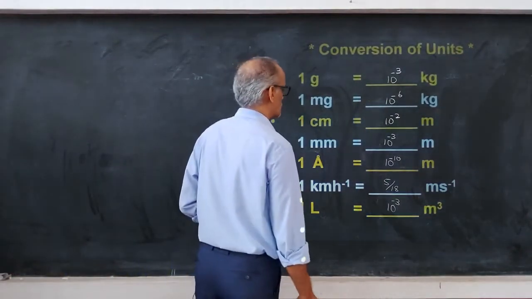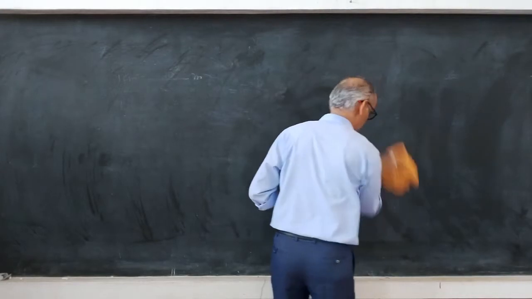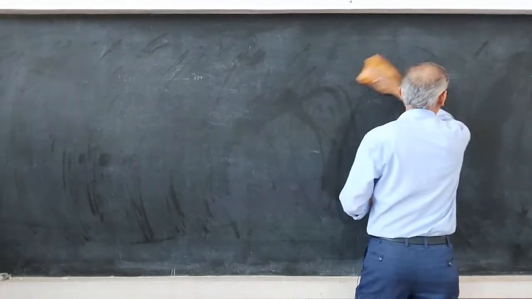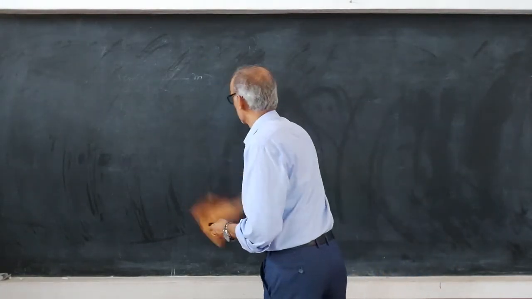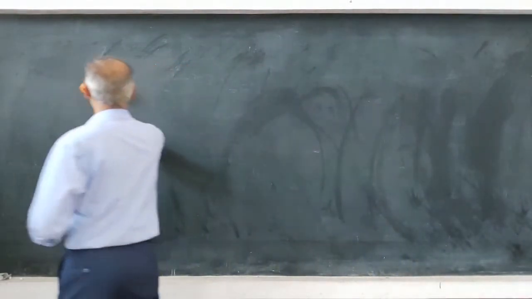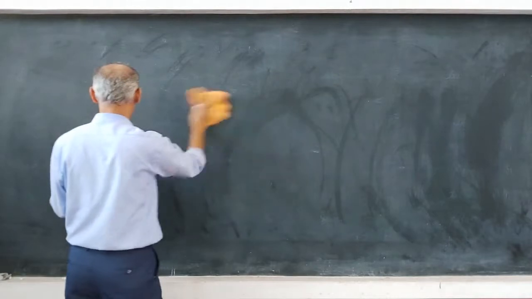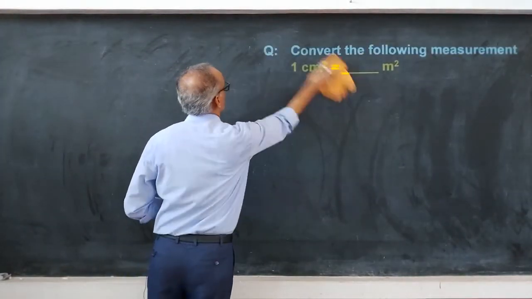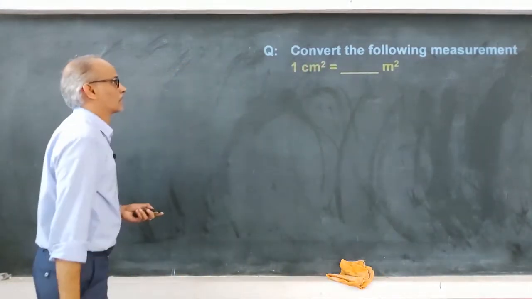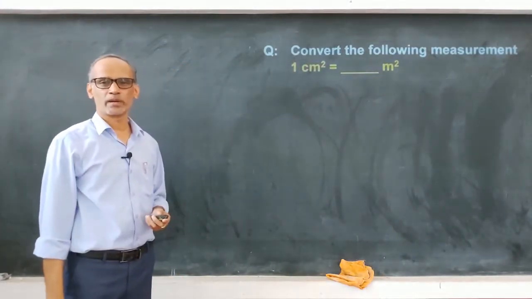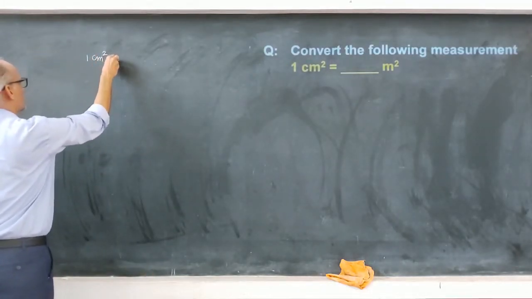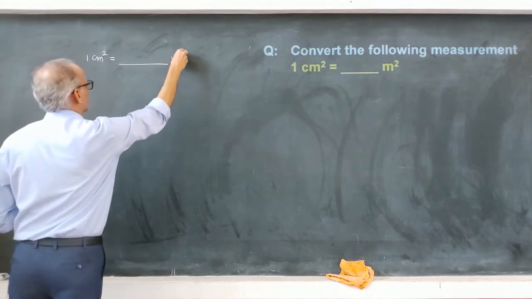Okay? Alright. So hope you have understood these conversions, and now let's solve some numericals so that you can understand how all these units can be converted from one to another. Okay, first question. Convert the following measurement: 1 centimeter square into meter square.